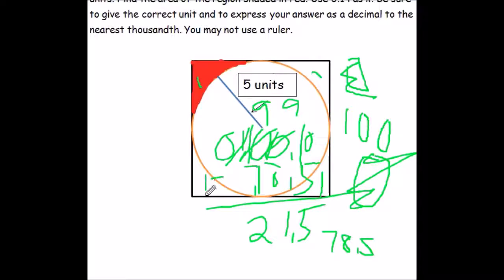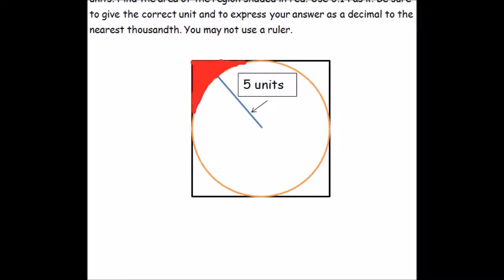And then, now that we know that's the area of all 4 of these corner regions, all we have to do is divide that by 4. So that's 21.5 square units. We just have to divide that by 4.